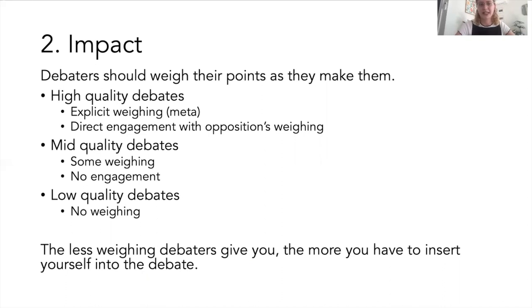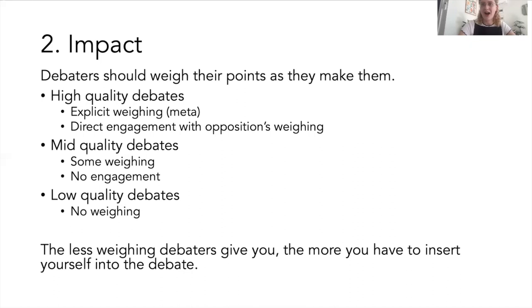Here are some harms. And the thing to notice here is that the less weighing debaters give you, the more you have to insert yourself into the debate, which is hard, because when you do that, you're more prone to slipping up, you're more prone to biases, you're more prone to personal preference, as opposed to judging things from the perspective of the average reasonable person who is judging the debate.